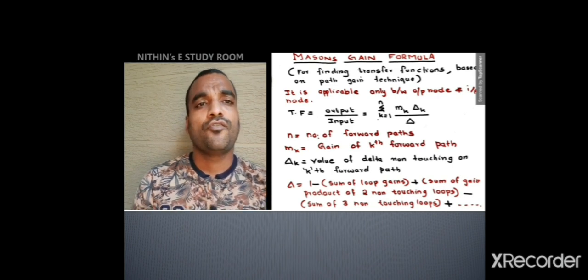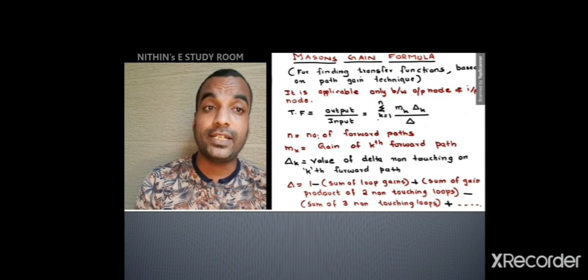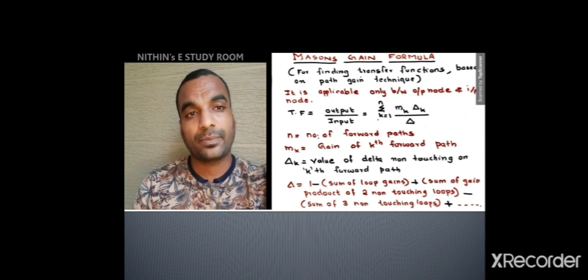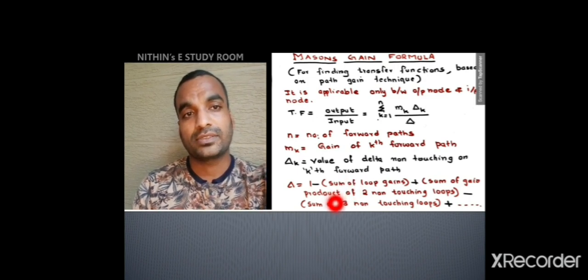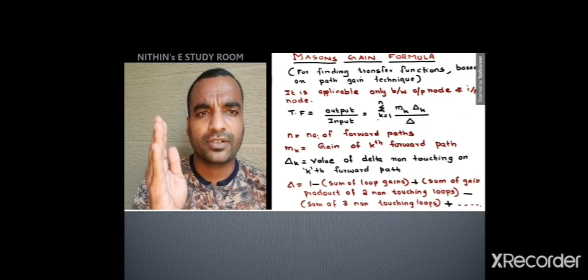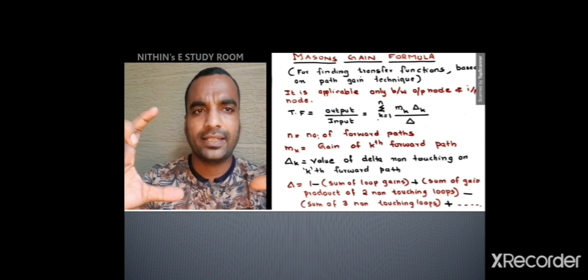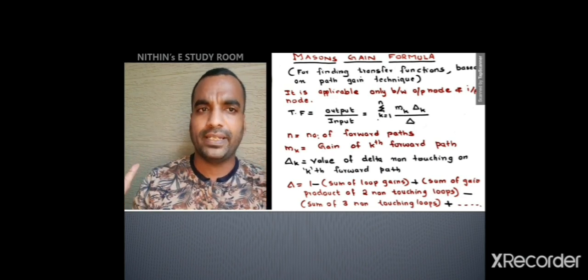Del is 1 minus sum of loop gains plus sum of gain product of 2 non-touching loops minus sum of gain product of 3 non-touching loops plus so on. So you have to be careful about the signs: after the first one I put a negative sign, then in the bracket, sum of individual loop gains.